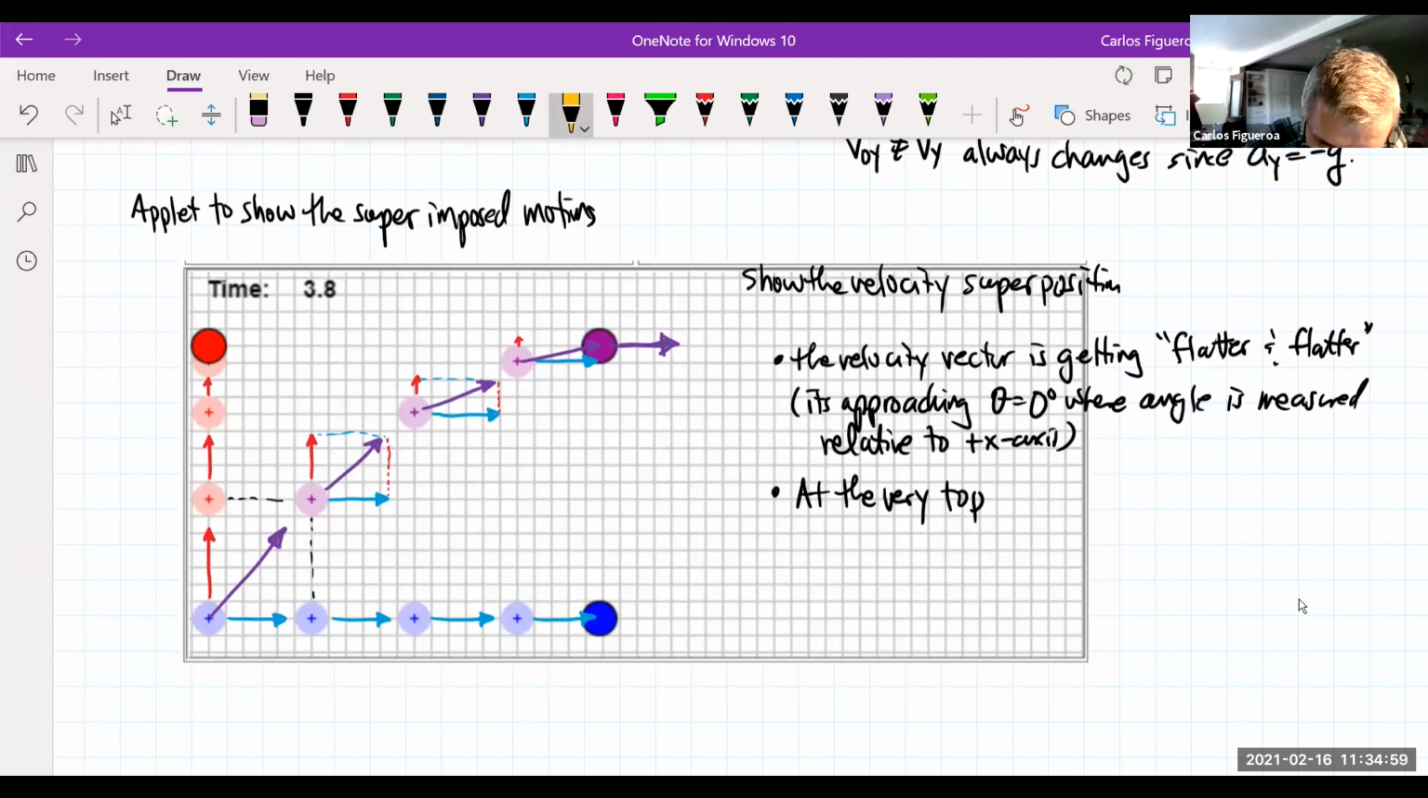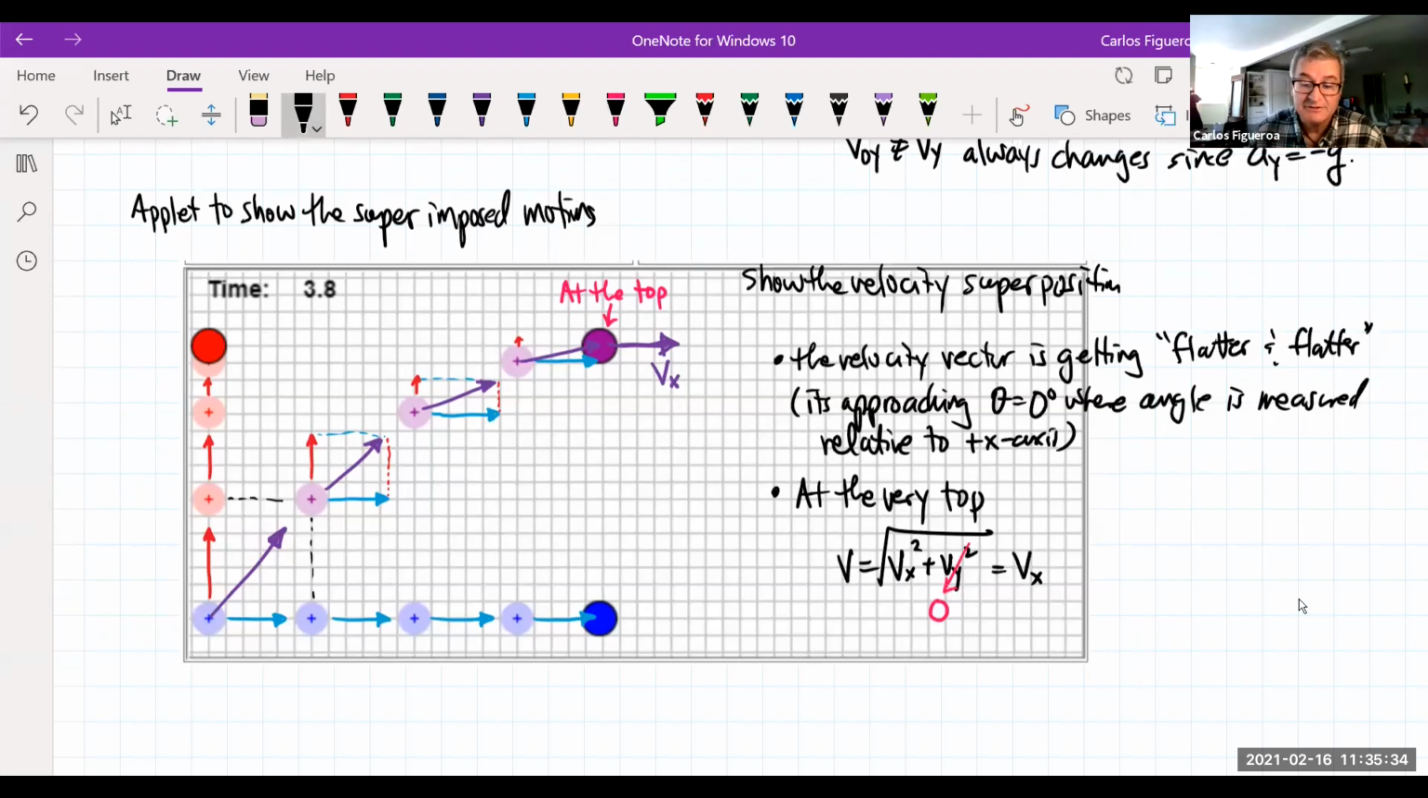And I'm assuming that this is at, how do I say this? At the top here, right there, you're seeing that the full velocity then is only the x direction. So at the very top, our velocity vector, which should be vx squared plus vy squared, and projectile in free fall motion, we know that at the top, that guy is 0. So all of the velocity is in the x direction.